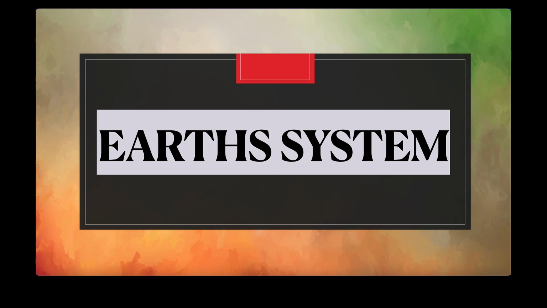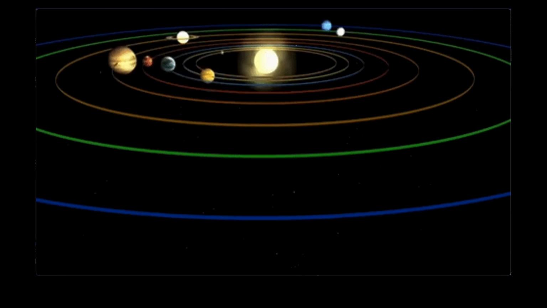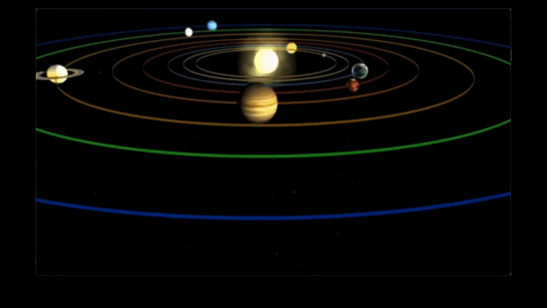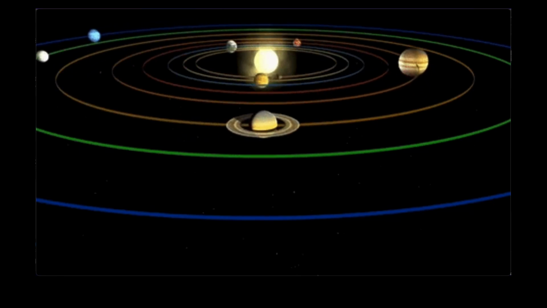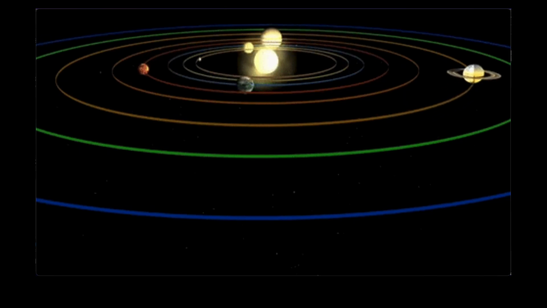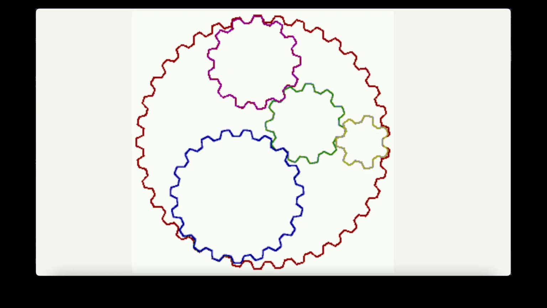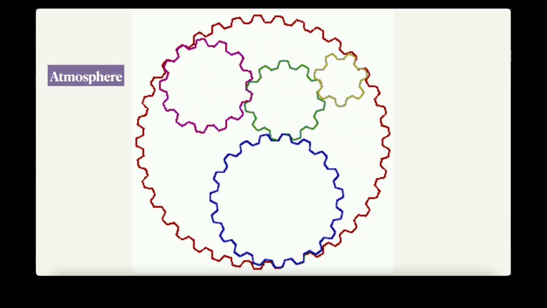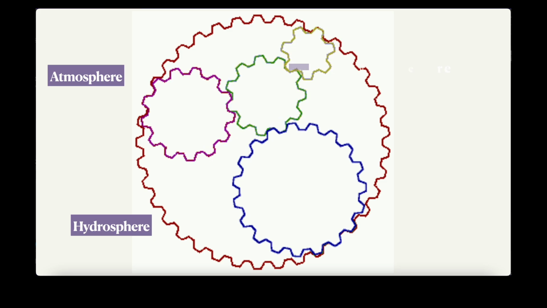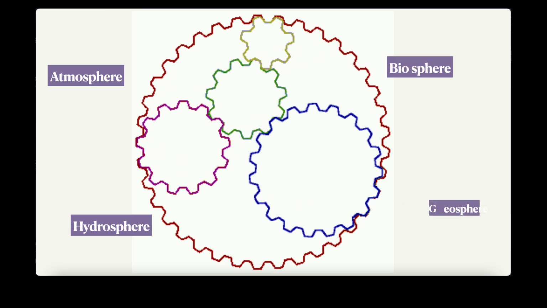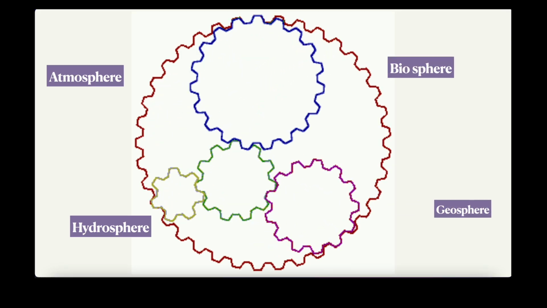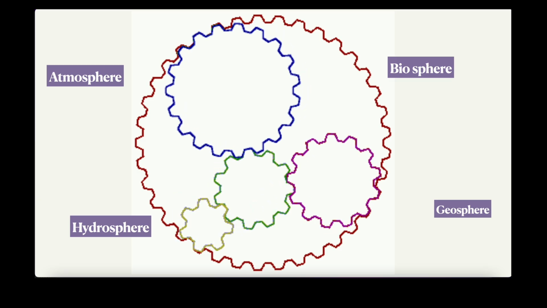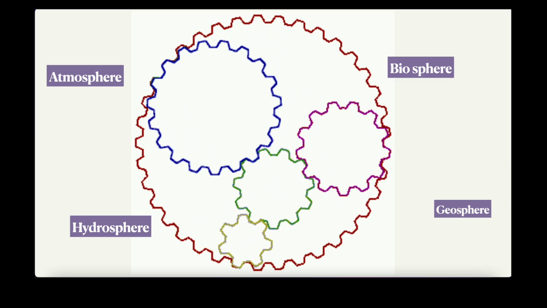A system is a group of parts that work together as a whole. If we zoom out, the universe is the biggest system of all, and it contains all other systems. Earth is a system too. The Earth system is made up of four spheres or subsystems: the atmosphere, the hydrosphere, the biosphere, and the geosphere. For all of these Earth systems to work, there is a requirement of constant energy.